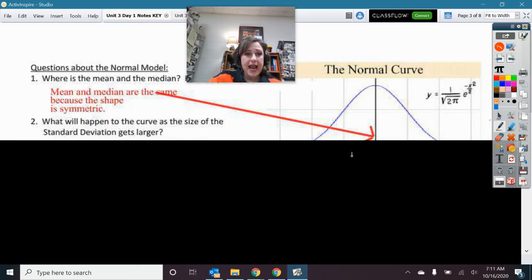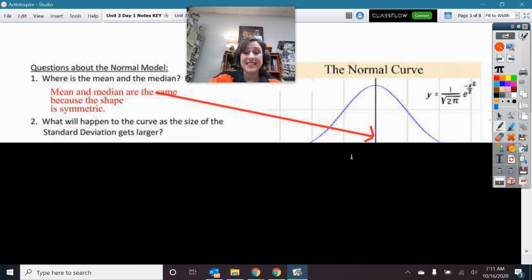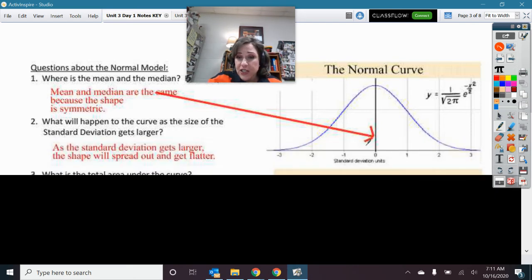Okay, now what do you think is going to happen as this curve, as the standard deviation gets larger? And so these little things right here, so the mean is centered right now at 0. Okay, and then this is one standard deviation over. Okay, and then a second standard deviation over. And then a third standard deviation over.